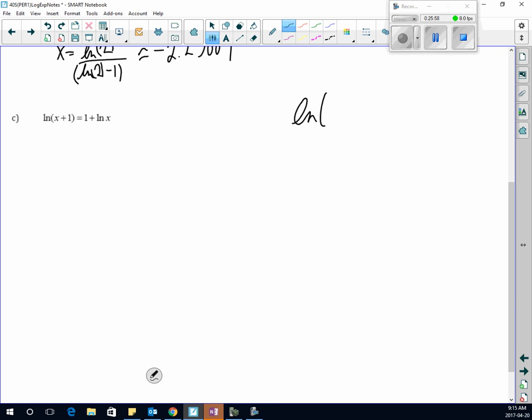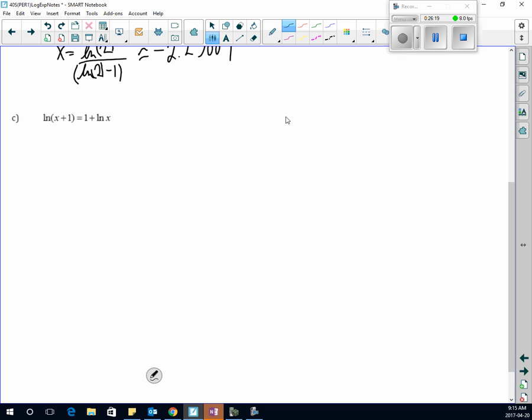I saw some people doing this. It's a distributive property, ln x plus ln 1. That is no such thing. Cannot do that. Logs are very finicky. You cannot do that. I see that all the time. You start making stuff up. You think you can do that.